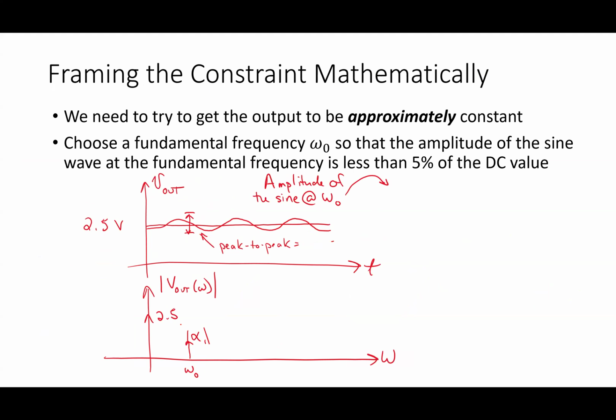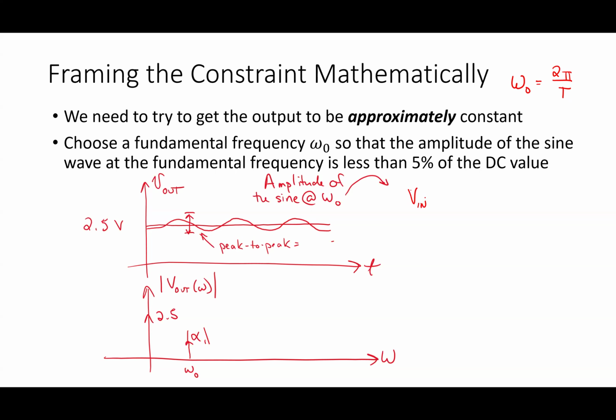And so I said I want to try to get the output to be approximately constant. So I said I wanted to choose a fundamental frequency, omega naught, which is equal to 2 pi over T. I want to choose that value so the amplitude of the sine wave at the fundamental frequency is less than 5% of the DC value. All right, so what does that mean, right?